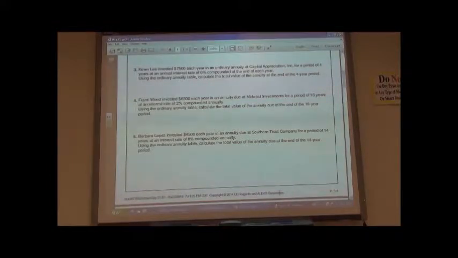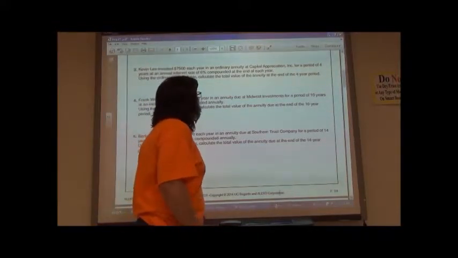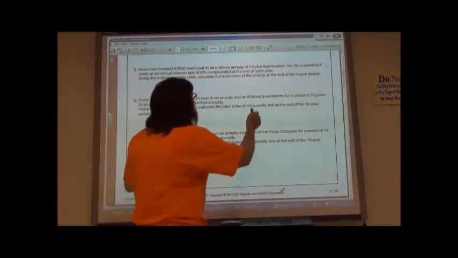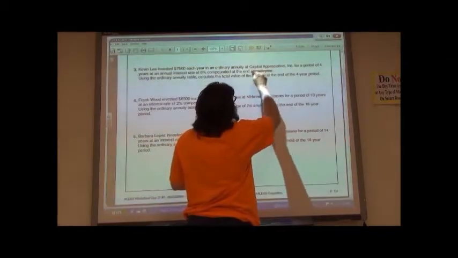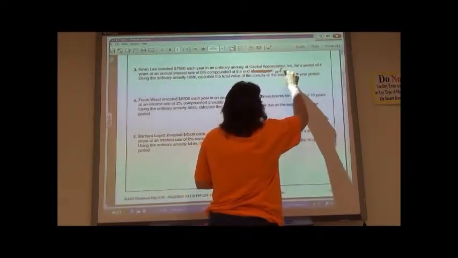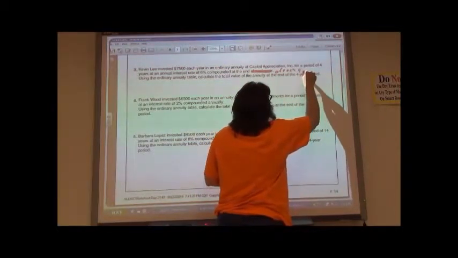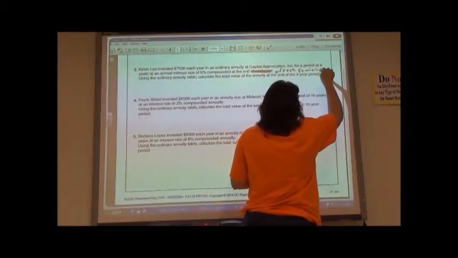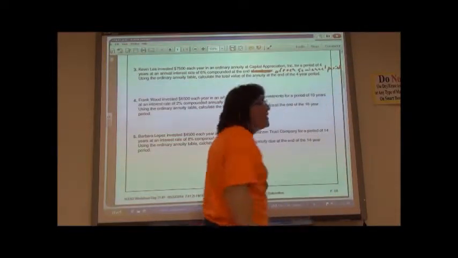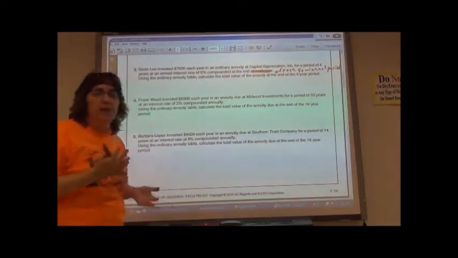So on number 3, again we're doing an ordinary annuity. All of ours have been compounded at the end of each year, so they've all been annually, but we might have something that's compounded at the end of each semi-annual period, or at the end of each quarter, or something like that.